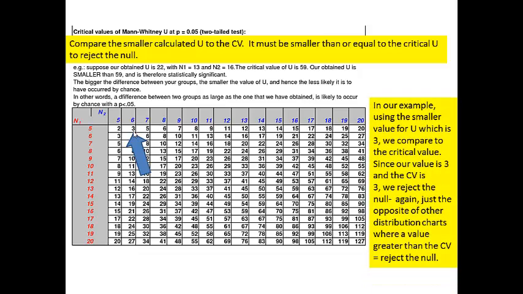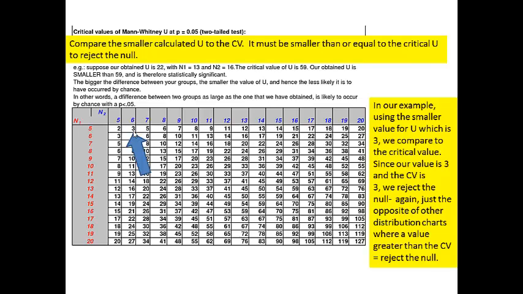So in our example, using the smaller value for U, we compare it to the critical value. Since our value is 3 and the critical value is 3, we reject the null. Again, this is just the opposite of other distribution chart procedures, where a value greater than the critical value was needed to reject the null. One more thing: for larger samples, meaning numbers greater than 25, we can't use this distribution table. We would convert the value of U to a z-score and compare it to the normal distribution, which is what we did earlier in this course when we learned how to compute z-scores.